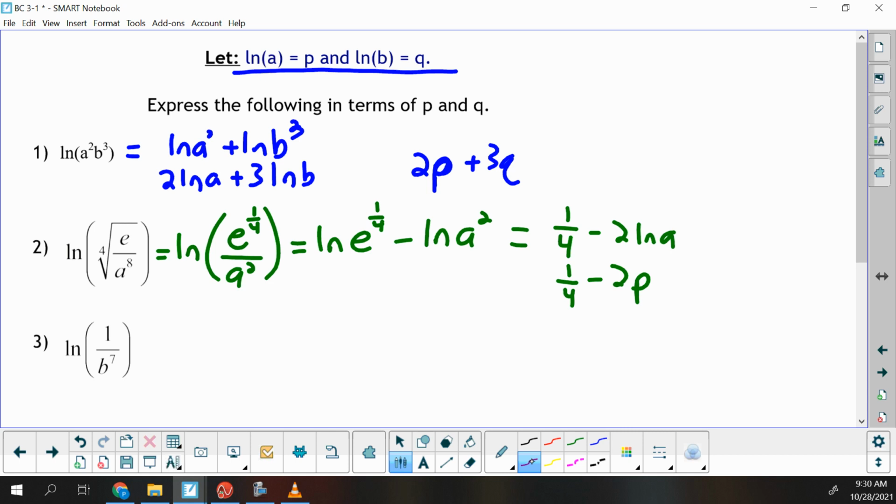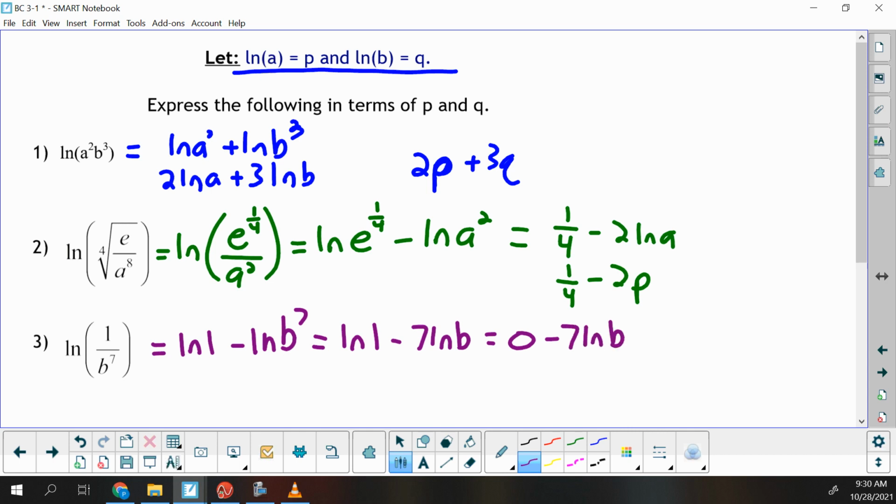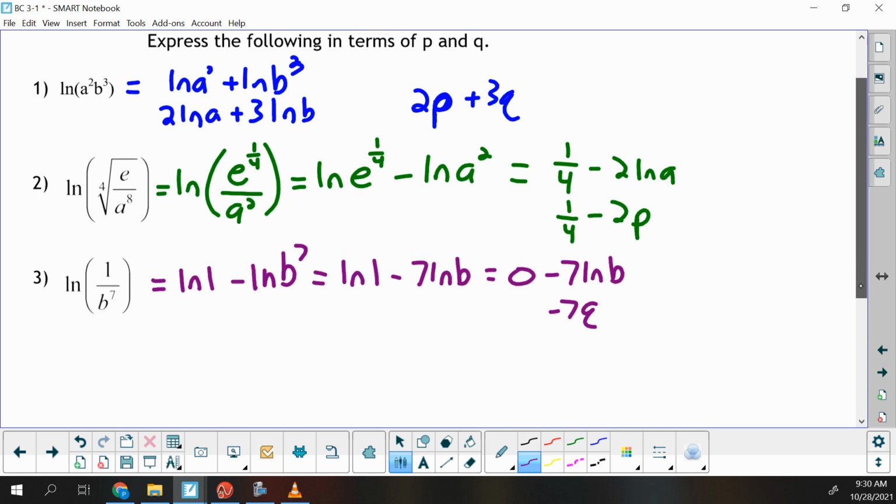Now there's two ways we can do number 3. The first way is we could do subtraction. So this is natural log of 1 minus natural log of b to the 7th. We can swing the 7 out front. Natural log of 1 is just 0. So we have 0 minus 7 natural log of b. So this becomes negative 7q in terms of p's and q's. So that's one way to do it. The easier way, though, I think, is to rewrite this as b to the negative 7 on the inside. So then you can swing the negative 7 out front, and this just becomes negative 7q.